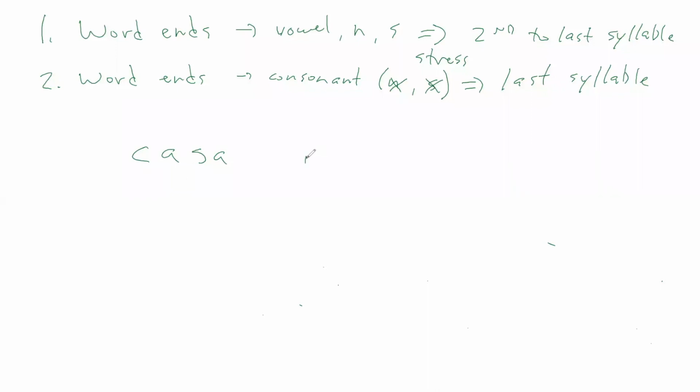Let's look at another one. How about piscina? That means swimming pool in Spanish. Three vowels, three syllables, and it ends in an A, a vowel. So the natural stress is on the second to last syllable, piscina. It's not stressed on the first I, and it's not stressed on the final A. Again, it follows our rule. So great, let's look at a couple other ones.